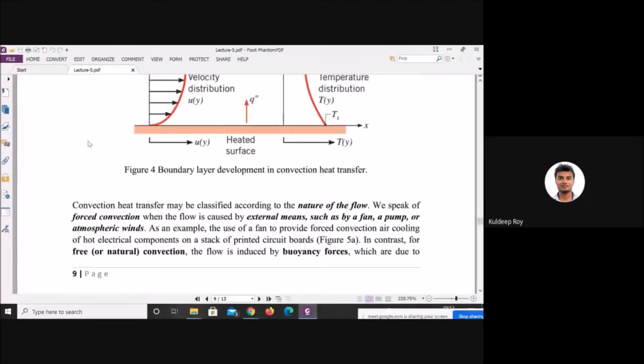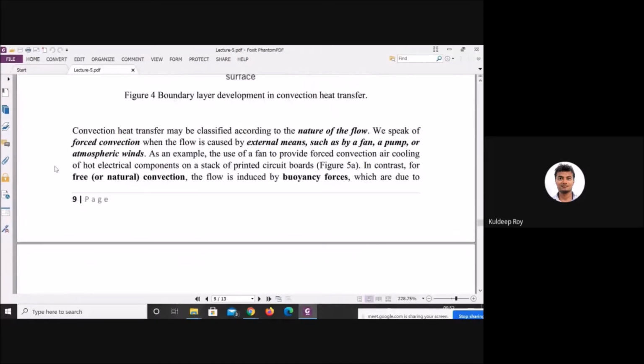Okay, now we will see how convection takes place in a fluid, or it can also happen with gases. How will you classify convection? Because convection is frequently used in your day-to-day life, conduction as well. First, convection heat transfer may be classified according to the nature of the flow, means how the fluid is applied to a particular system. That is called the nature of the flow.